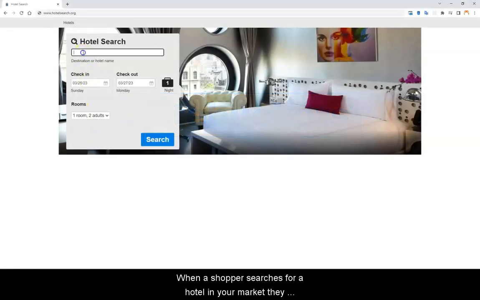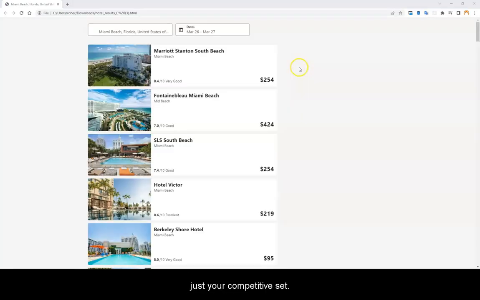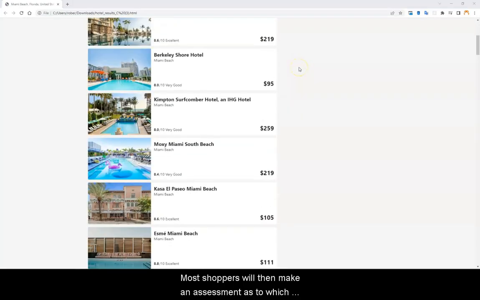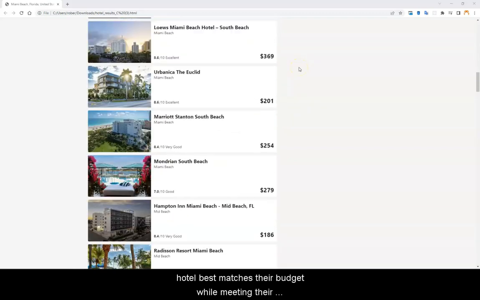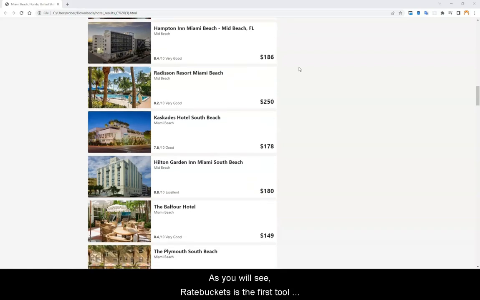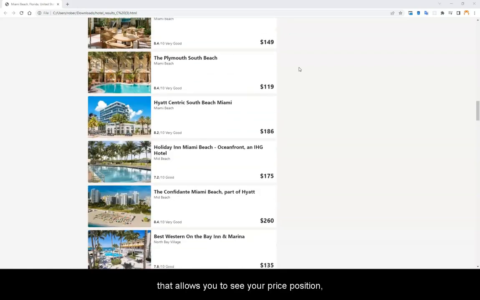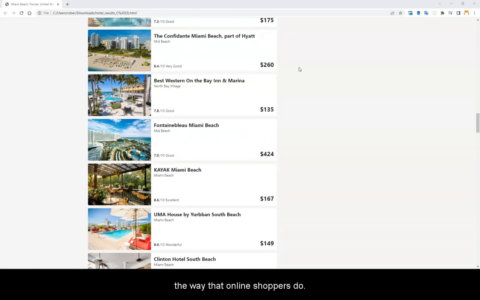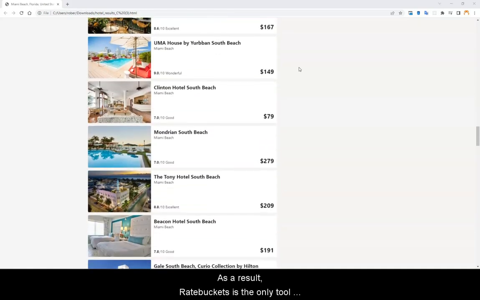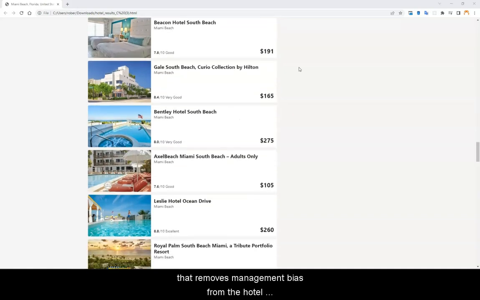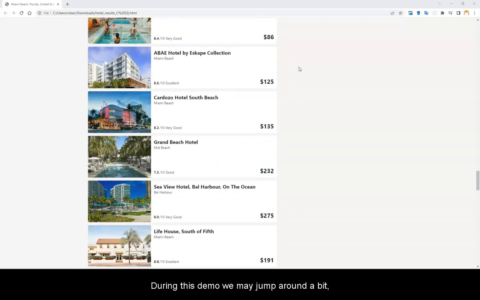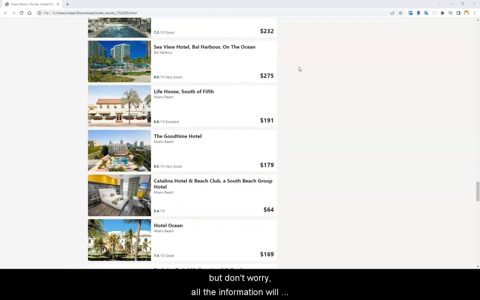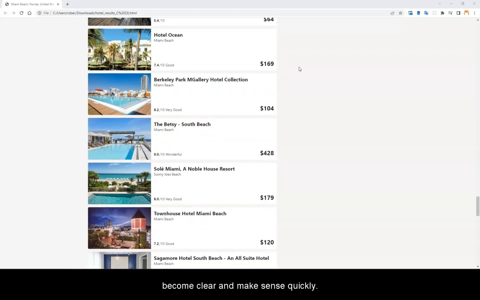When a shopper searches for a hotel in your market, they will see a complete list of all the hotels in the market, not just your competitive set. Most shoppers will then make an assessment as to which hotel best matches their budget while meeting their quality criteria. As you will see, Ratebuckets is the first tool that allows you to see your price position the way that online shoppers do. As a result, Ratebuckets is the only tool that removes management bias from the hotel competitive analysis process. During this demo, we may jump around a bit, but don't worry, all the information will become clear and make sense quickly.